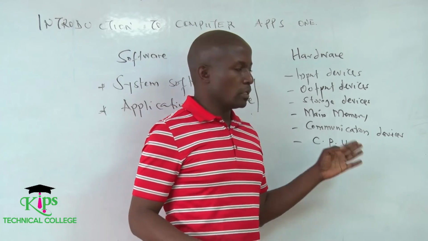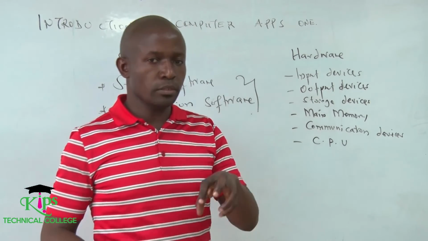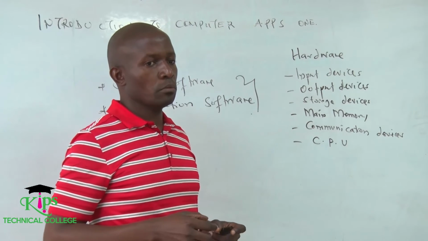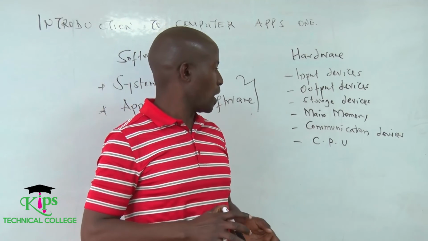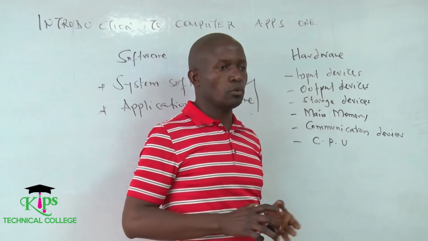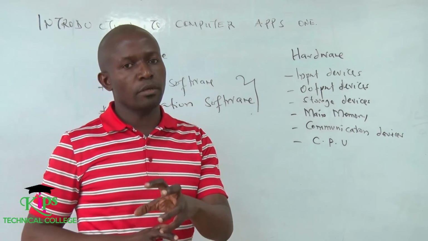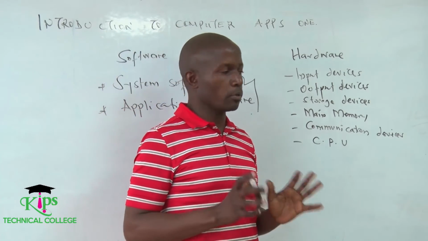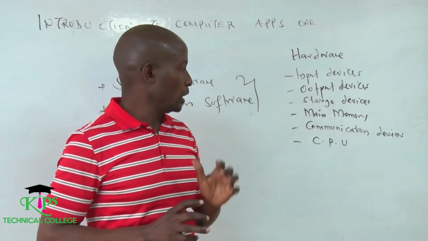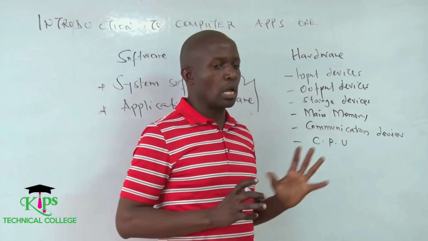Then the CPU, that is the central processing unit. This is the brain of the computer. Without the CPU, your machine wouldn't be able to work. So the CPU, we refer to it as the central processing unit. We can as well call it the microprocessor or simply the processor. It is the brain. It is one of the most important components in the computer, without which our machine can't work.